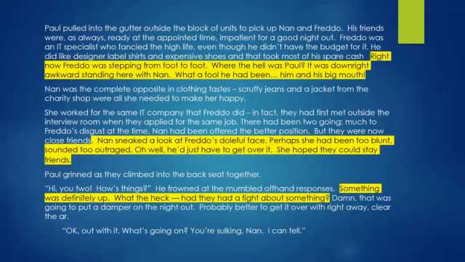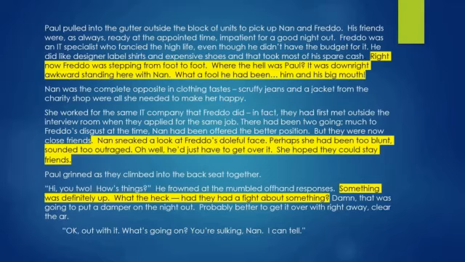Get to the line, but now they were close friends. And look what I've done again. Nan sneaked to look at Fredo's doleful face. Right? We're asking the reader to look at Nan now. Look at Nan looking at Fredo. And we know Nan. We're going to hear Nan's voice. Nan sneaked to look at Fredo's doleful face. Perhaps she'd been too blunt, sounded too outraged. Oh well, he'd just have to get over it. She hoped they could stay friends.